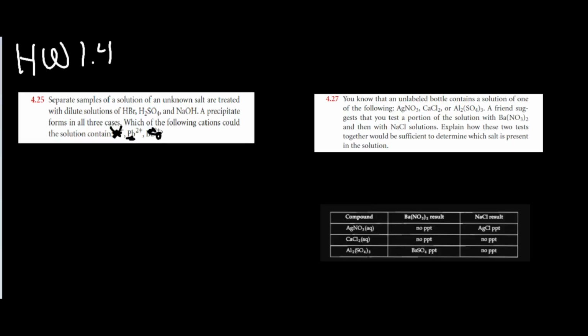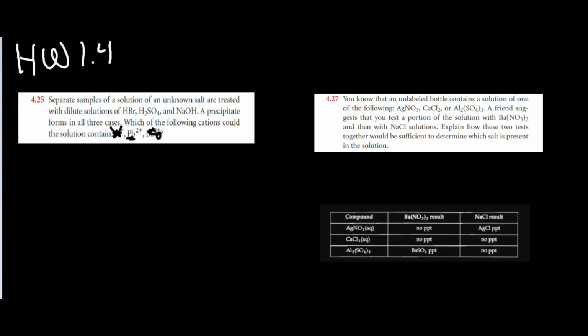For 25, this is kind of a weird problem. Separate samples of a solution of unknown salt are treated with dilute solutions of hydrobromic acid, sulfuric acid, and sodium hydroxide. A precipitate forms in all three cases. Which of the following cations could it be? I think that was potassium, lead, and barium. This problem is basically asking, can lead, barium, and potassium form a precipitate with all three ions: bromide, sulfate, and hydroxide? You'll be using your solubility chart for this problem.